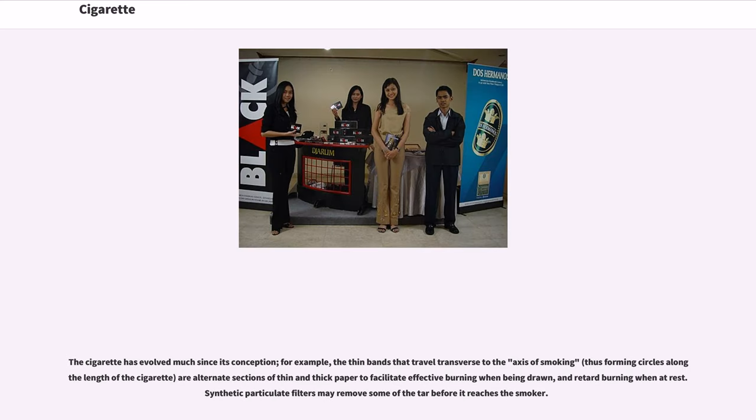The cigarette has evolved much since its conception. For example, the thin bands that travel transverse to the axis of smoking are alternate sections of thin and thick paper to facilitate effective burning when being drawn, and retard burning when at rest. Synthetic particulate filters may remove some of the tar before it reaches the smoker.